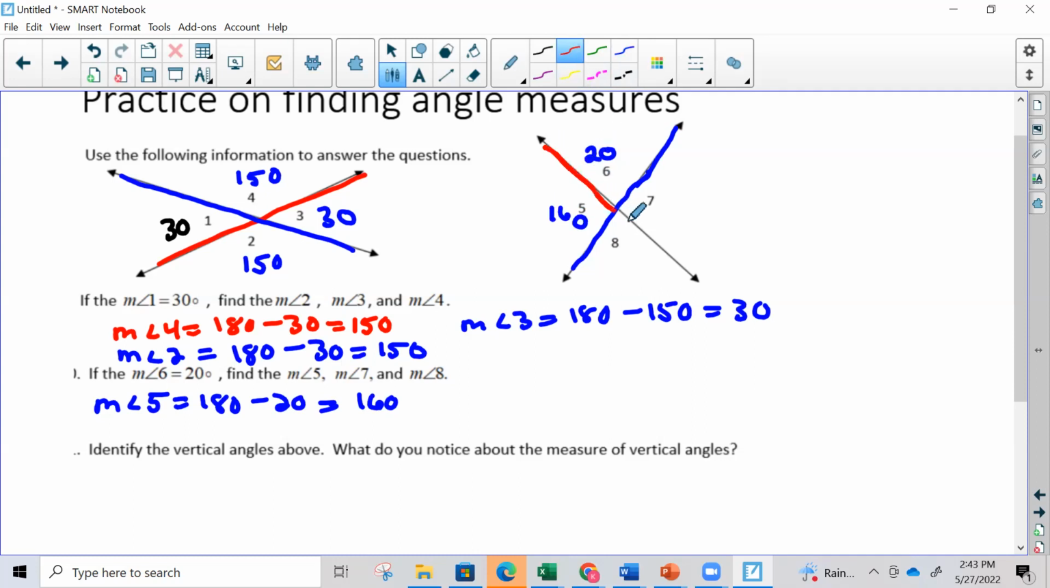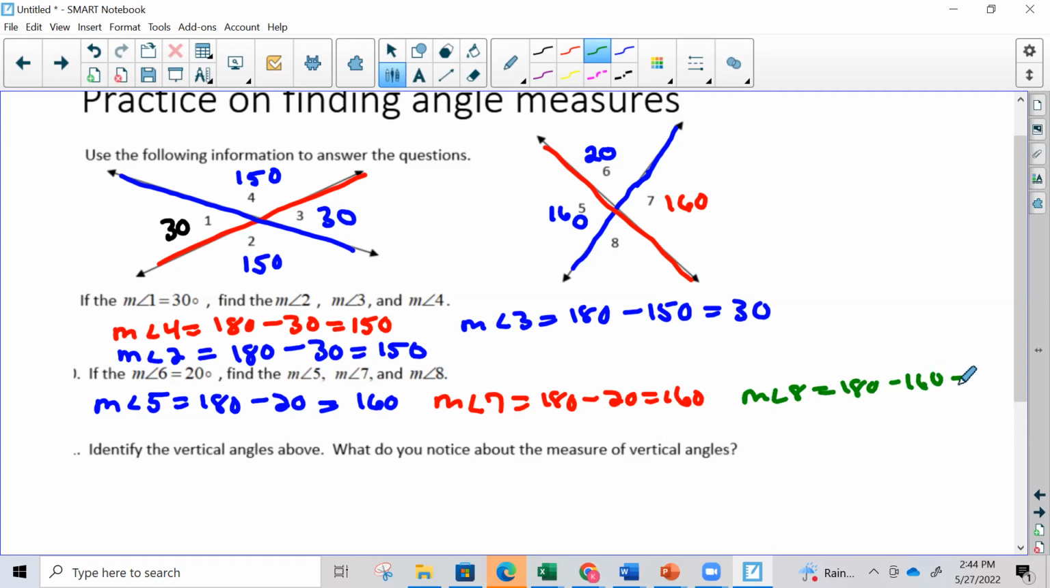7 is going to be the exact same thing because angles 6 and 7 also form a straight angle. And so I do 180 minus 20, which is 160. Or you can just say, okay, I know this is 160 since it's the same idea as 5, and that is 160. Okay, now for 8, we know that 5 and 8 are supplementary. They are going to add up to 180 because they form that straight angle. So the measure of angle 8 is 180 minus 160, which is 20 degrees. So this one would be 20.